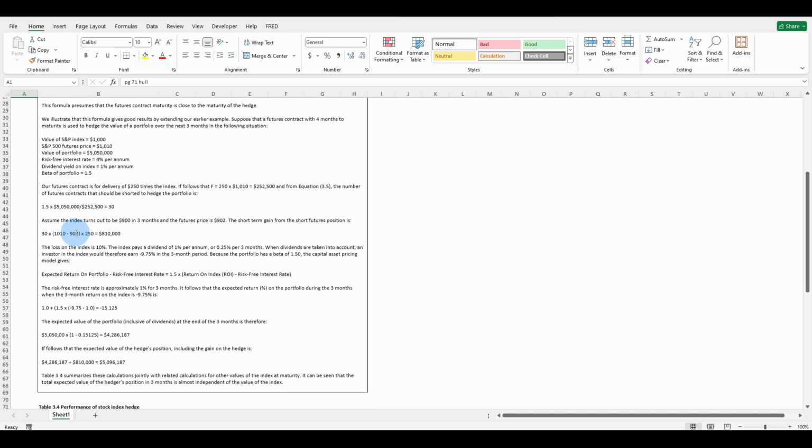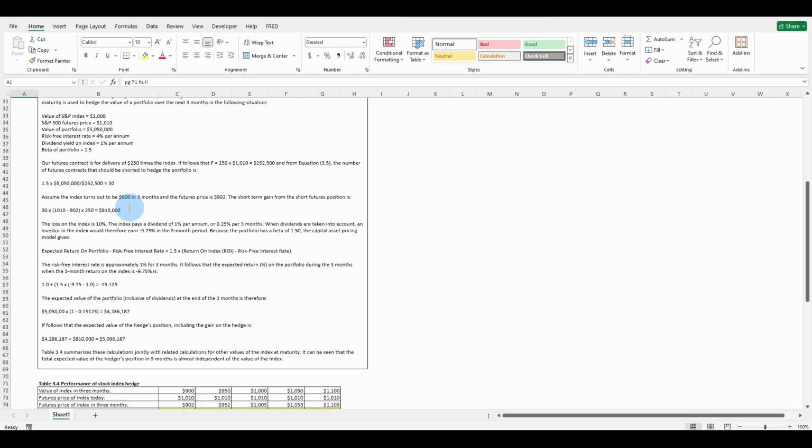I know I'm just shortcutting some of these numbers for obvious reasons. It's just easier for me to shortcut it. Assume the index turns out to be 900, ouch, just a big haircut, in 3 months, and the futures price is 902. The gain from the short futures position is 30 times 1,010 minus 902 times 250, which equals 810,000. The loss on the index is 10%. Actually, it's more than that. The index pays a dividend of 1% per annum, or 0.25% per 3 months. When dividends are taken into account, an investor in the index would therefore earn negative 9.75% in the 3-month period.